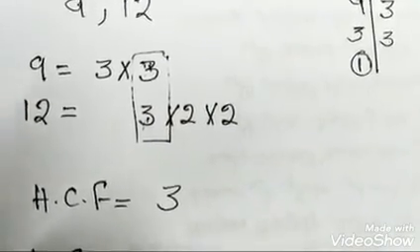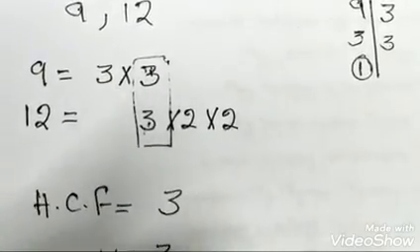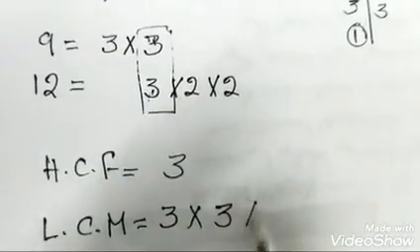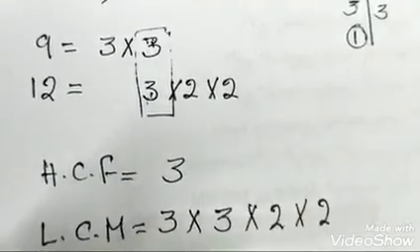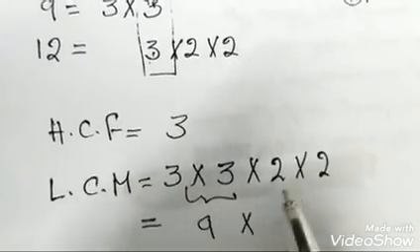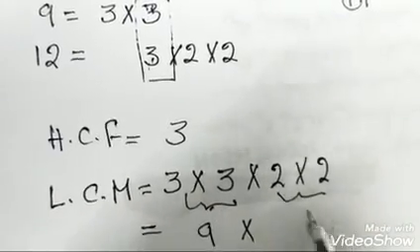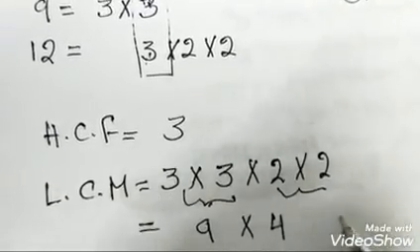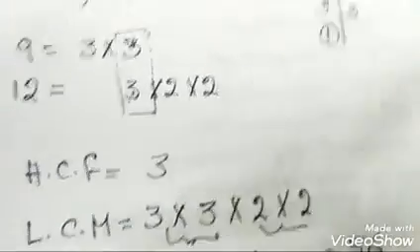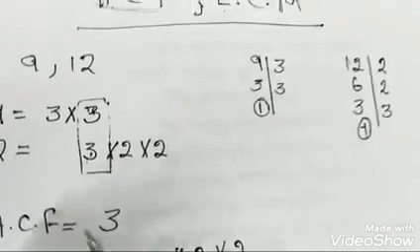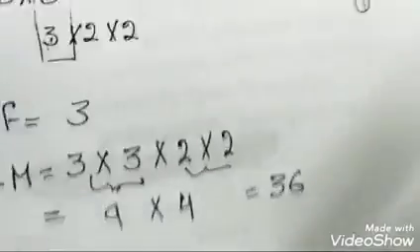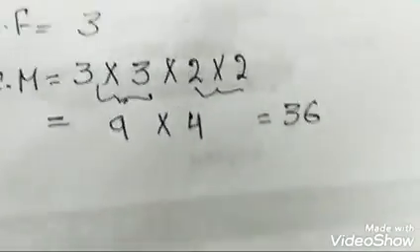And then the lowest common multiple is 3 times the number 3 that is repeated only one time, times 2 times 2. It means 3 times 3 equals 9, times 2 times 2 equals 4. It means 9 times 4 equals 36. So the lowest common multiple for these two numbers together is 36, and the highest common factor for them equals 3. Okay, this is how to find the highest common factor and the lowest common multiple.